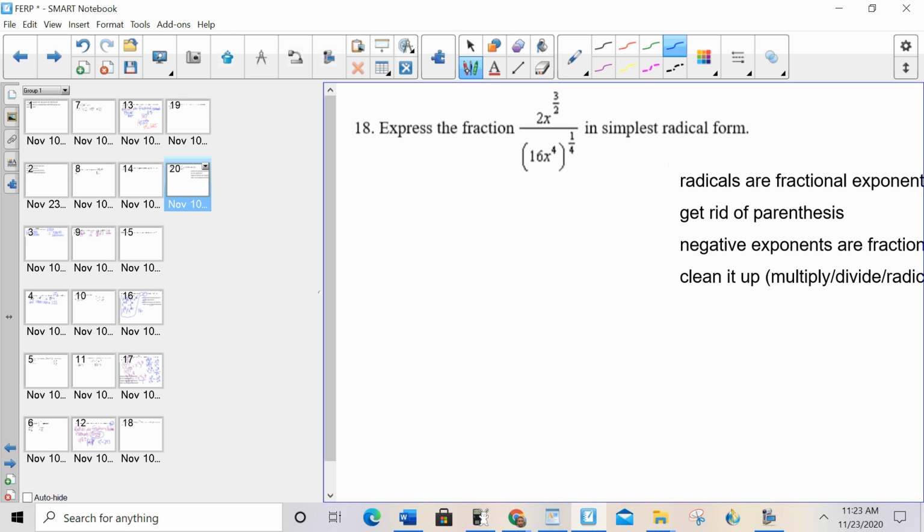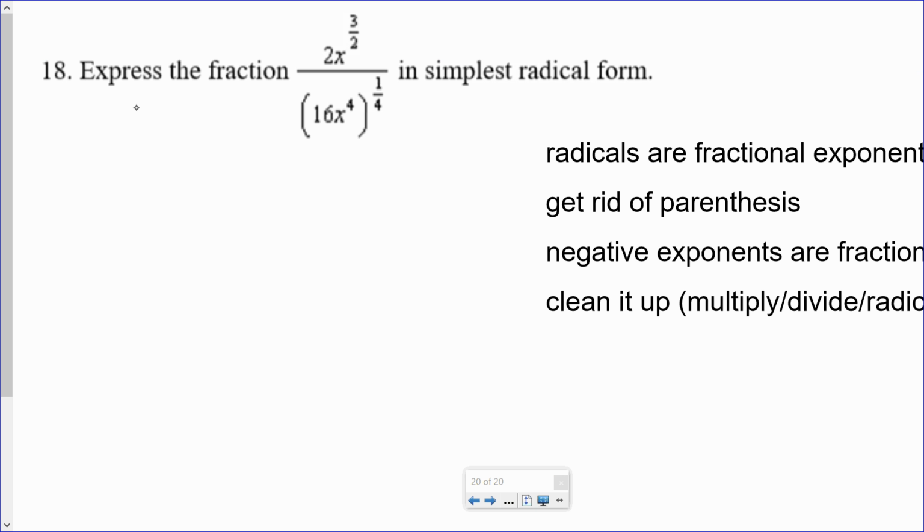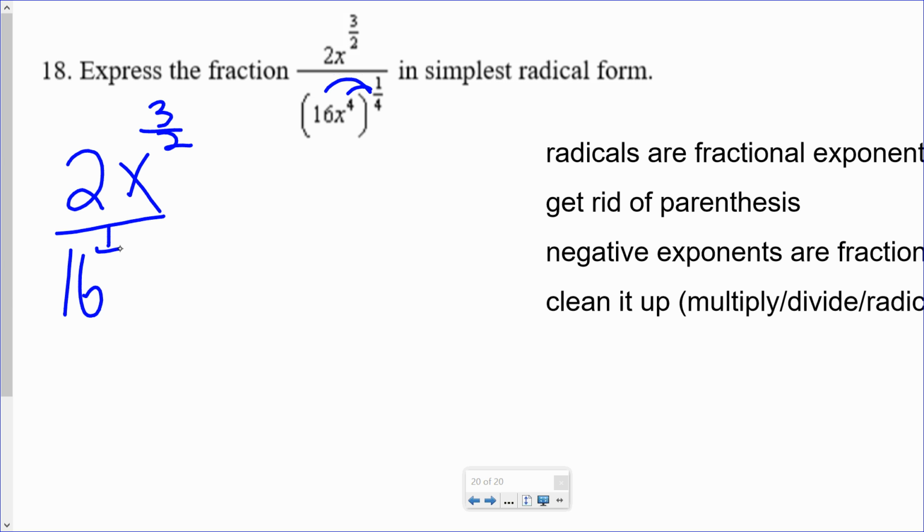Radicals are fractional exponents. Do I see radicals? No. So I don't have to worry about that step here. Get rid of parentheses. Yes, I do have parentheses. So my top is going to stay. My bottom, the 16 gets the 1/4, and x to the 4th to the 1/4.